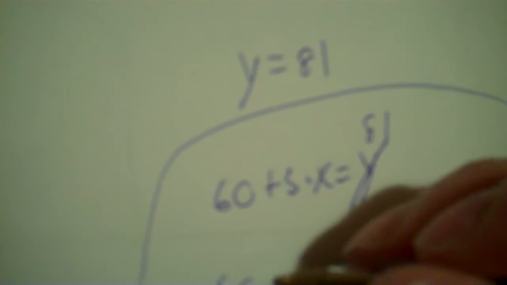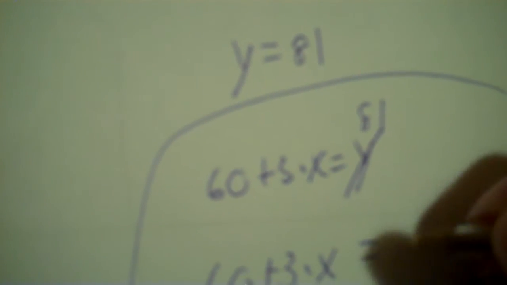I need to find out how many hours that's going to take to get to 81. Now you could add 3's all the way to 81, but it's kind of... So we got 60 plus 3 times X. So write out the equation. 60 plus 3 times X equals Y. Now this time, Y equals 81, and I'm solving for the X. So cross out your Y, put 81. 60 plus 3 times X equals 81.